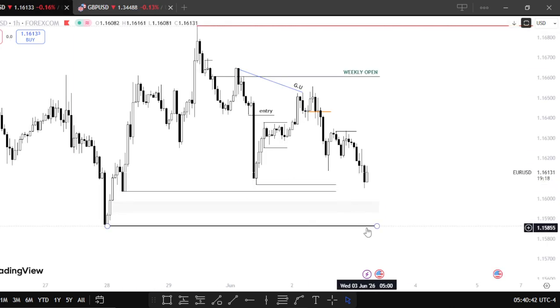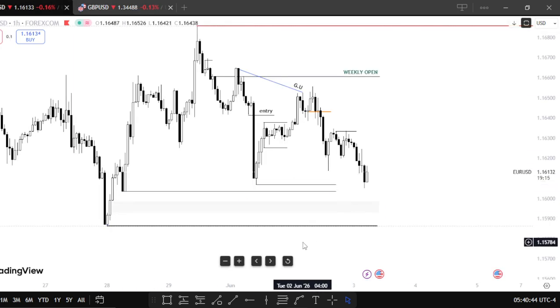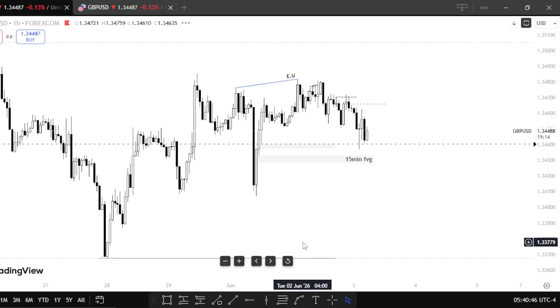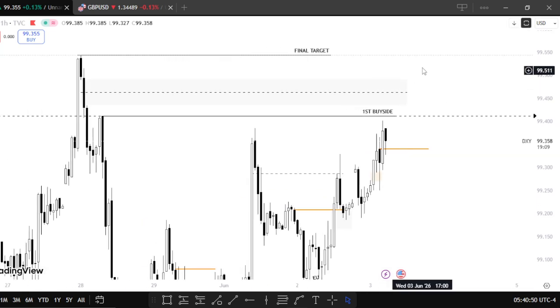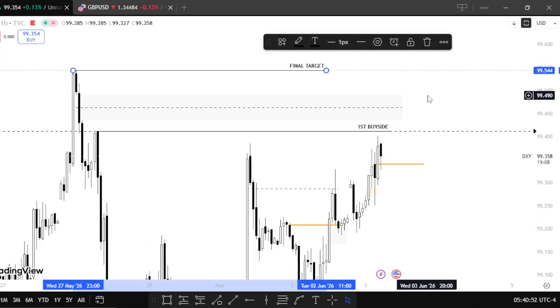And this is on the Euro USD, because the X1 and Euro USD move basically the same. And this is the final target, of course.